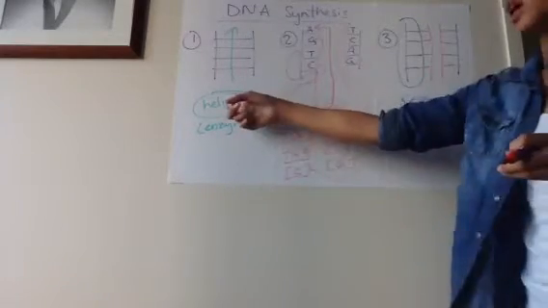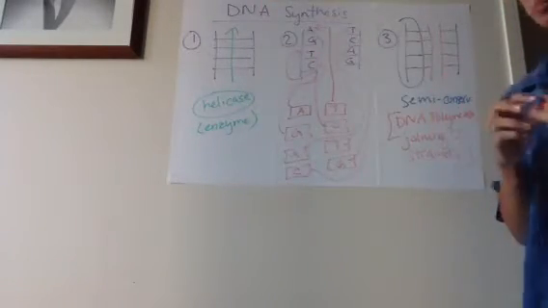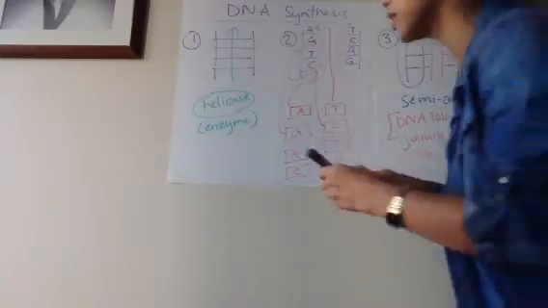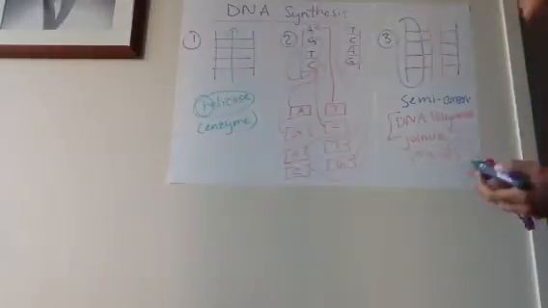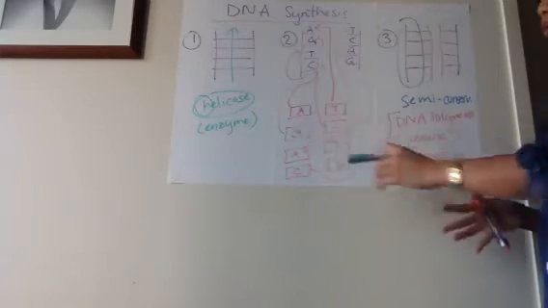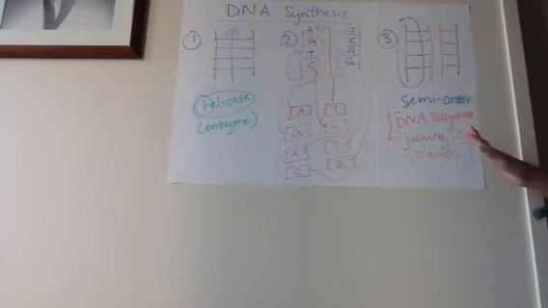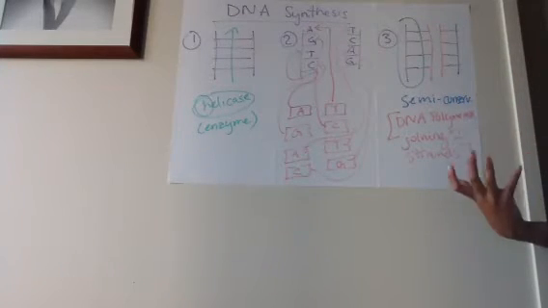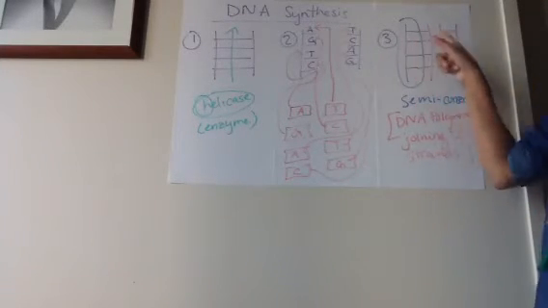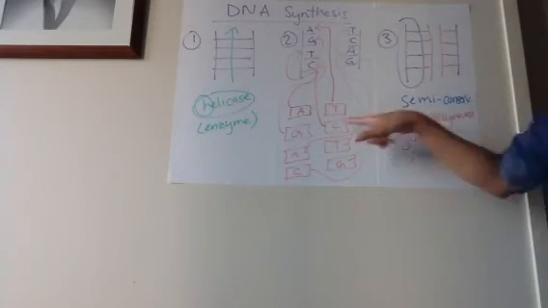Step 1, helicase, breaking hydrogen bonds. Easy way to remember it, helicase starts with an H, hydrogen bonds. Okay? Second step, complementary base pairing with free bases in the nucleus. Step 3, enzyme DNA polymerase helps to join the 2 strands together, and it's called semi-conservative because you have part of the original strand in the 2 new copies in step 1.